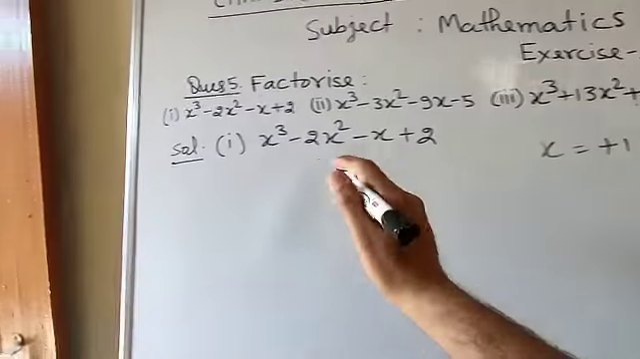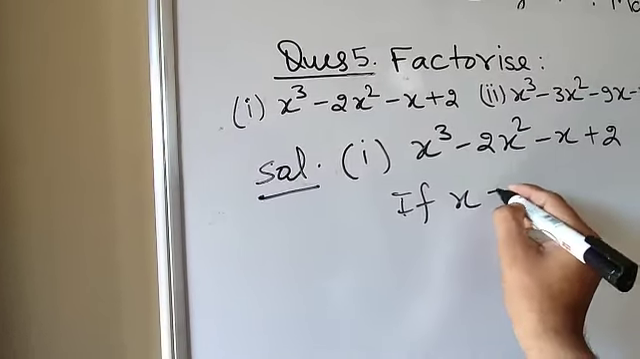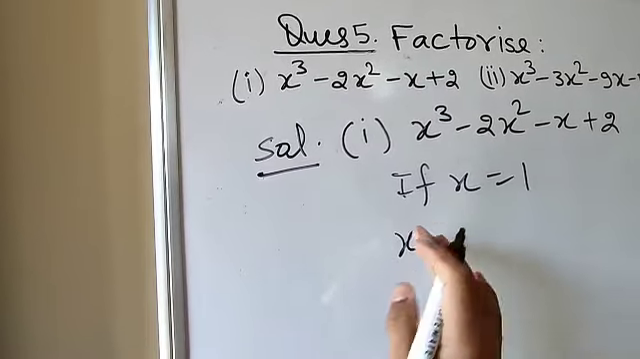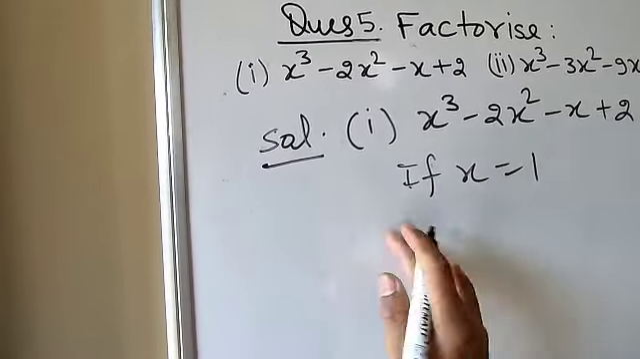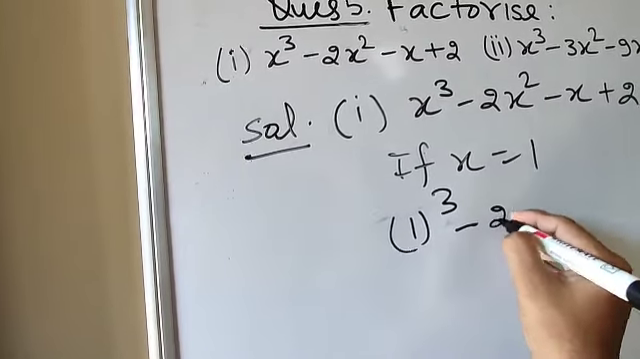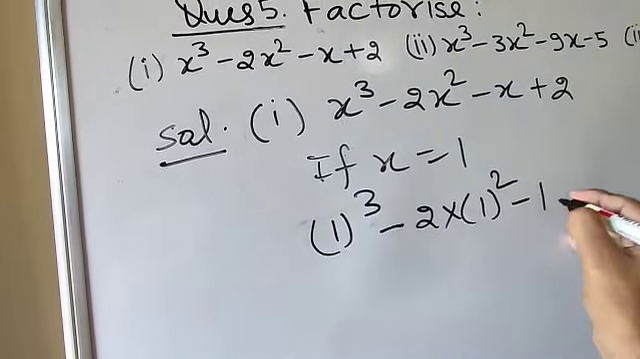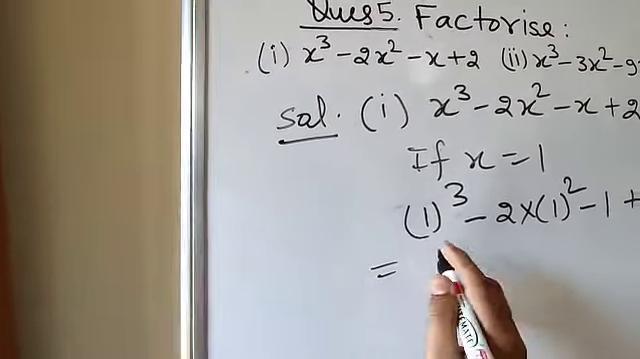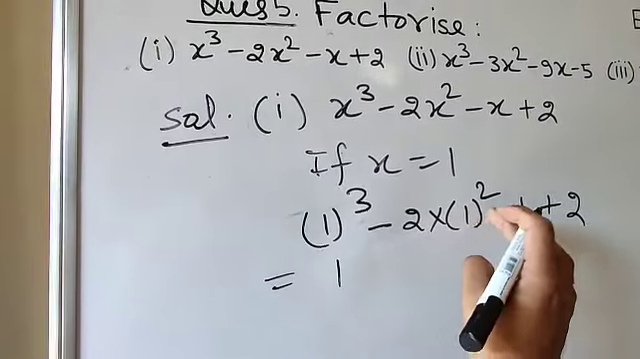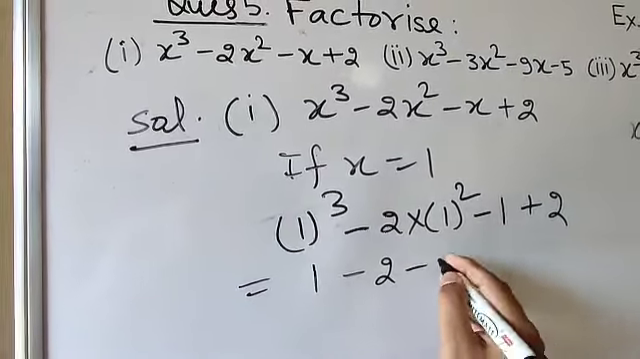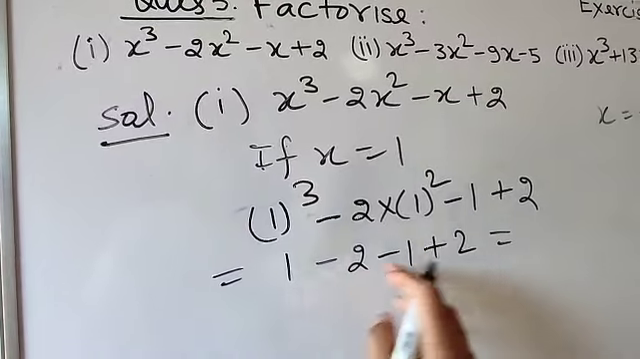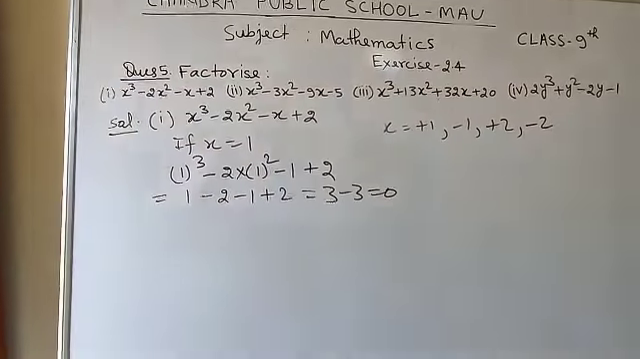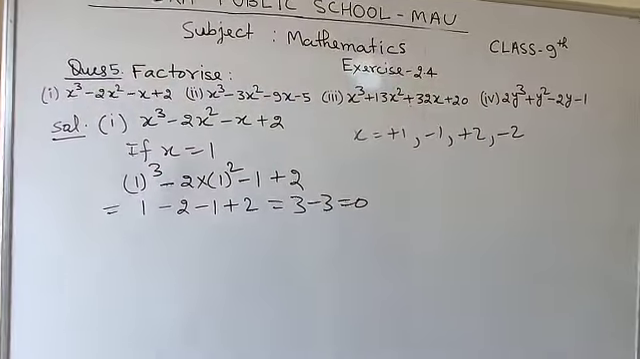For example, here I am going to put x equal to 1. If I put x equal to 1 here, x cube is here, so I will replace x by 1. So 1 cube minus 2 into 1 square minus 1 plus 2. So I replace the x by 1. So here 1 cube equal to 1, 1 square 1 into minus 2 is minus 2, here it is minus 1 plus 2. So it is equal to 2 plus 1 is 3, minus 2 minus 1 is minus 3, that is equal to 0. So here you are going to get at x equal to 1, the value of this polynomial is 0.